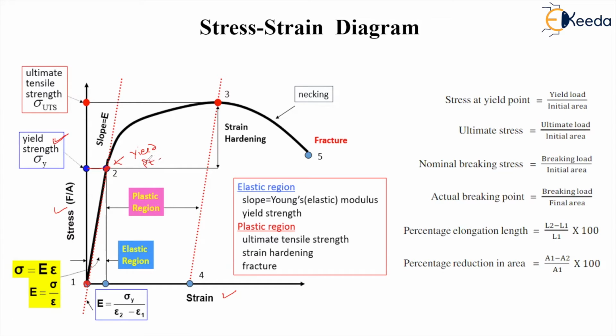Further loading will cause the yielding of the material, plastic deformation starts, right? And then the peak point is there. This is the peak point where maximum stress is obtained. This is called ultimate tensile strength, ultimate strength.